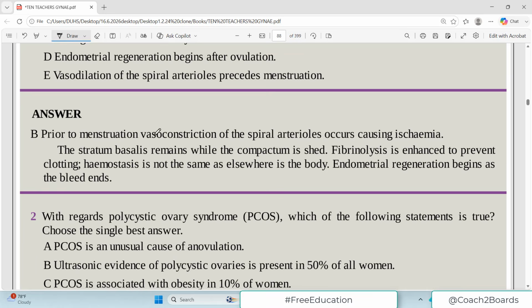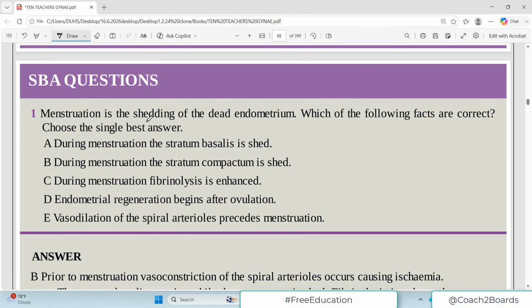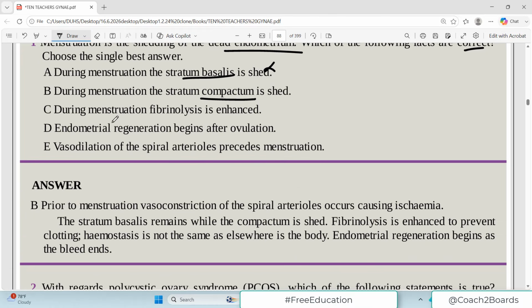Menstruation is the shedding of dead endometrium. Which of the following facts are correct? During menstruation, the stratum basalis is shed. That is not true. During menstruation, stratum compactum is shed. During menstruation, fibrinolysis is enhanced. Endometrial regeneration begins after ovulation. That is not true. Regeneration happens immediately after menstruation. In fact, after ovulation there is a lot of decidua formation, increased blood supply. It gets prepared for pregnancy.